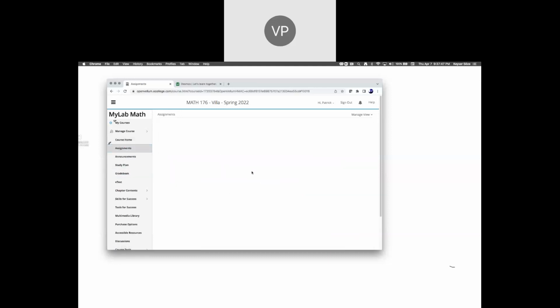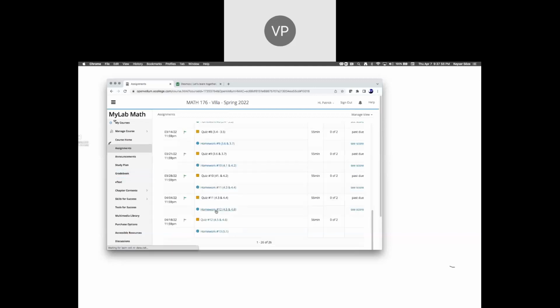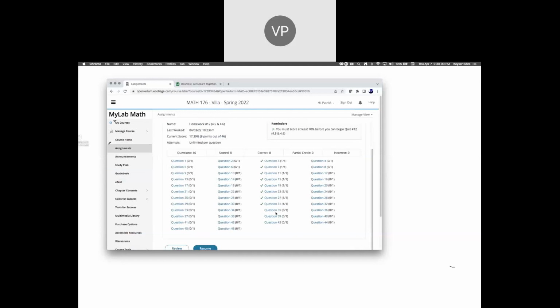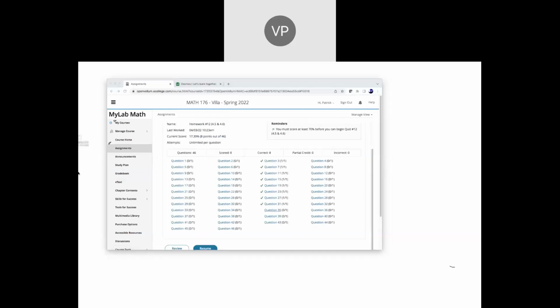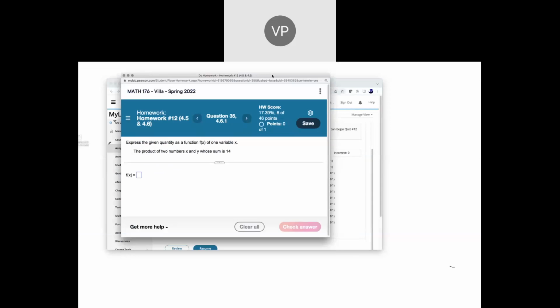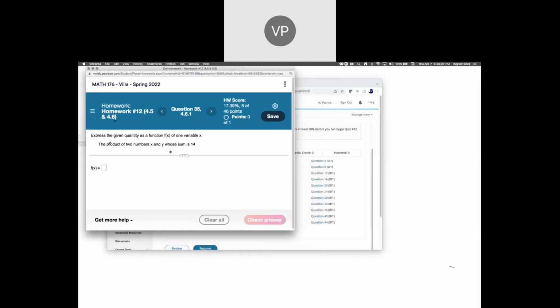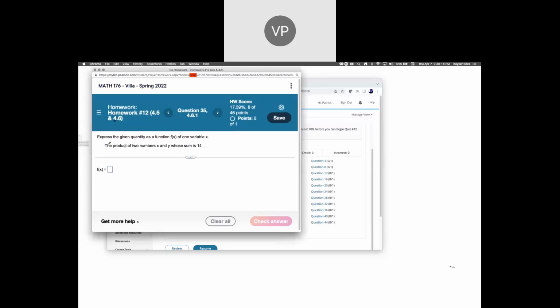Okay, so let's look at our assignment here. As you recall, there weren't a whole lot for section 4.6. If I can get it to pull up here. Okay, so we're on this homework right here. Let's look at that one, and you see we've only got a handful of problems. Let's look at number 35 and see what this is all about. Express the given quantity function f of x as one variable x, the product of 2 numbers x and y whose sum is 14.